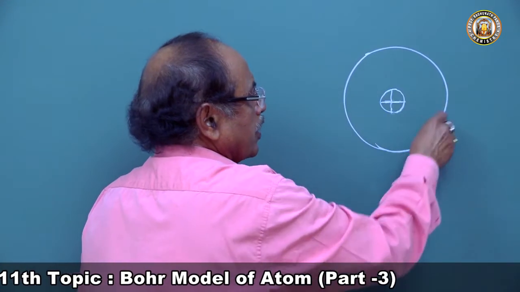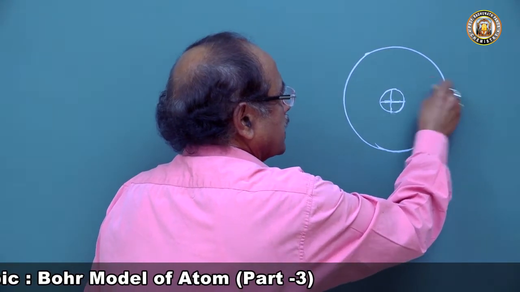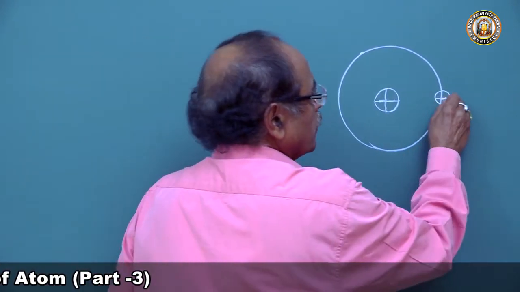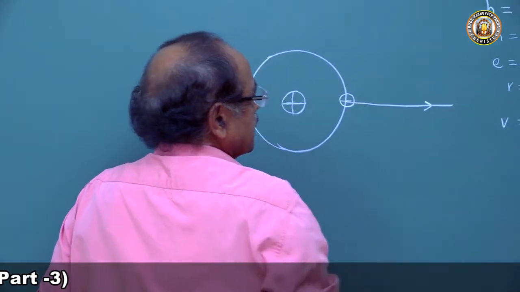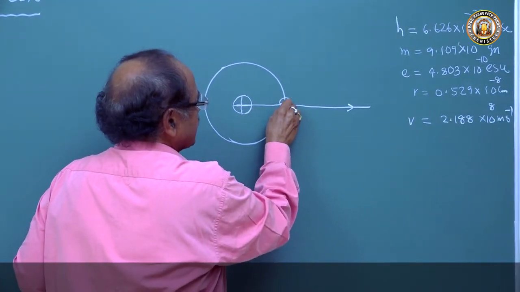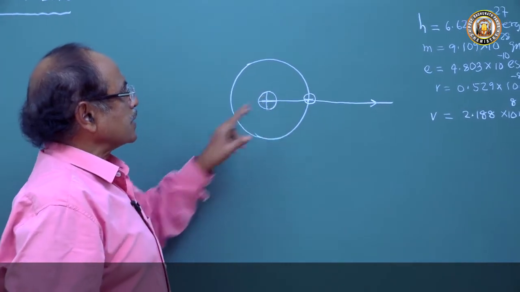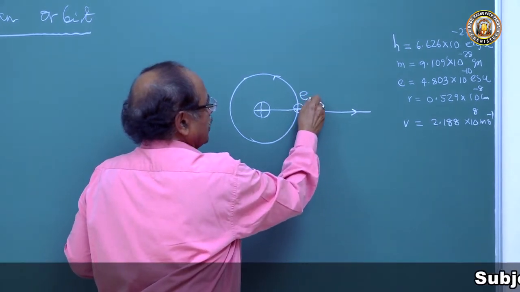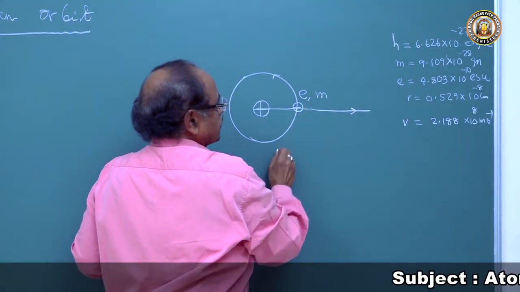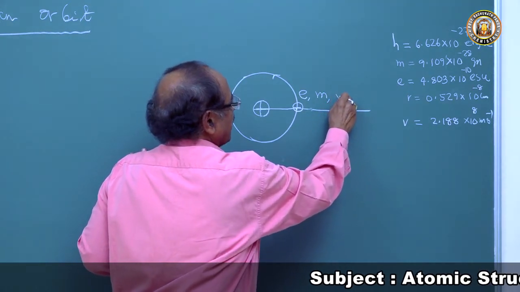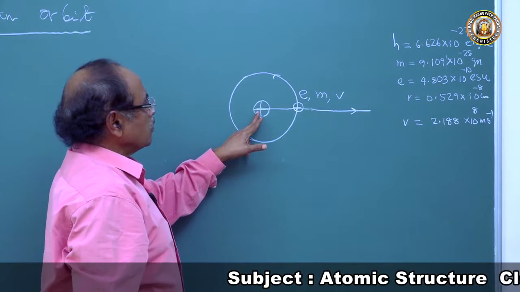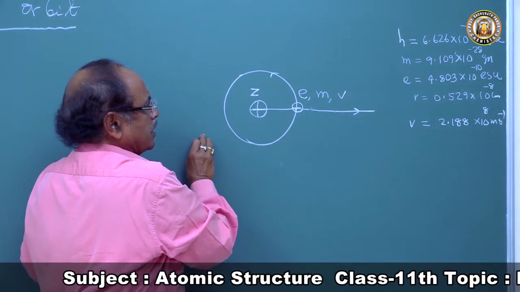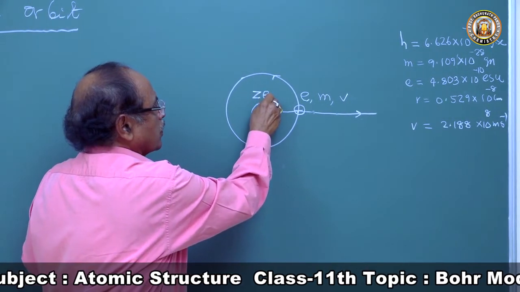And the electrons are moving in circular orbit around the nucleus such that the outward centrifugal force is just balanced by the force of electrostatic attraction existing between the nucleus and the electron. So now let us take e be the charge of the electron, m be the mass of the electron, and v is the velocity of electron moving around the nucleus of an atom of atomic number Z. So the nuclear charge will be equal to Ze.